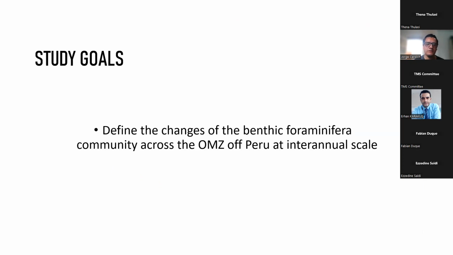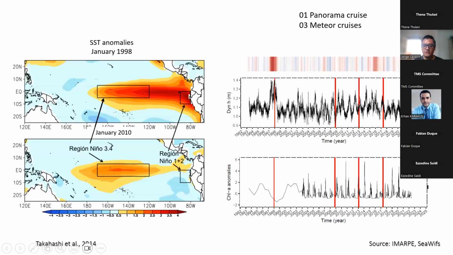So here, after this introduction, a little long, I just want to show changes of benthic foraminifera community across the OMC of Peru at an interannual scale. So this is a study that hasn't been done yet. I want to show some first results that we are finding.